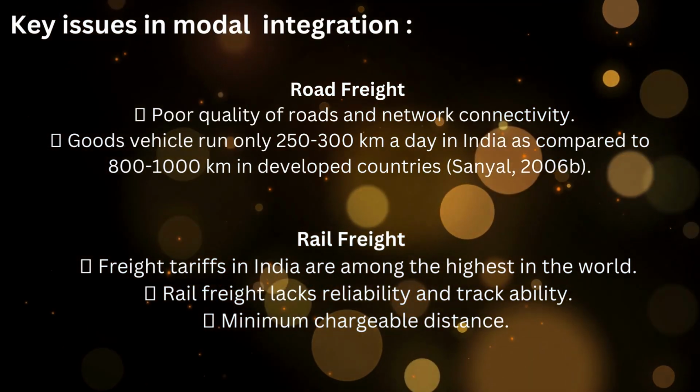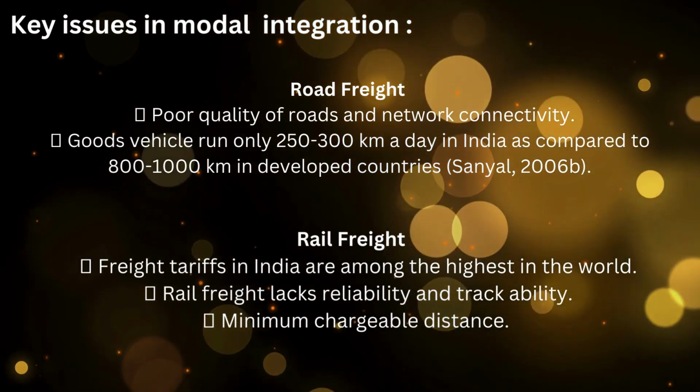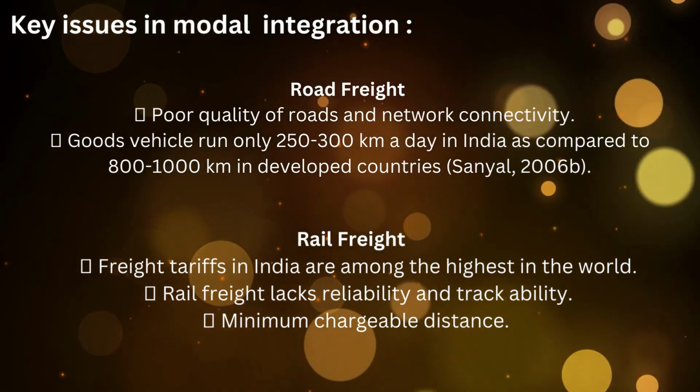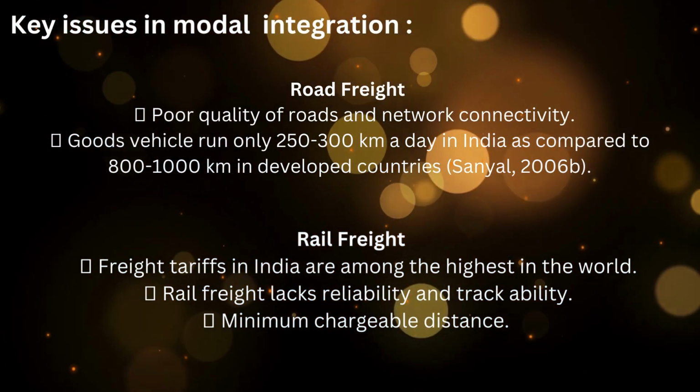Second point is rail freight. Tariffs in India are among the highest in the world. Second point, rail freight lacks reliability and trackability. Third point is minimum chargeable distance.